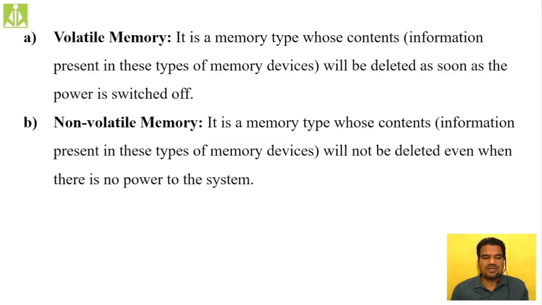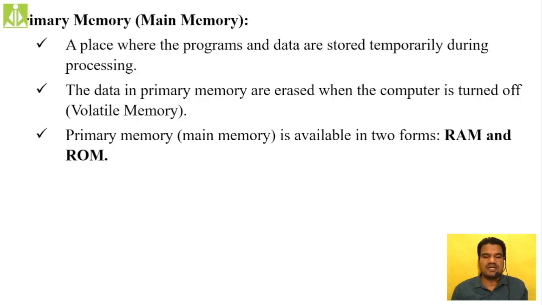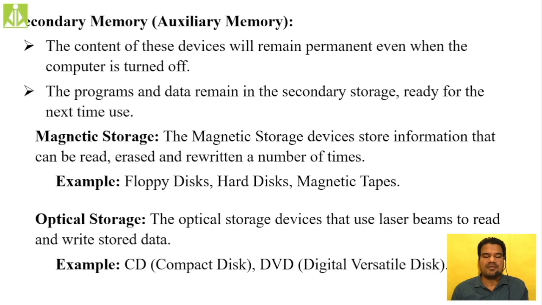So quickly I'm reaching that point. We discussed volatile, non-volatile, and then types of storage devices. We said primary, secondary, cache memory, and CPU registers, isn't it? Primary memory is again divided into two: read-only memory, ROM, and random access memory, RAM. The purpose of ROM and the purpose of RAM we discussed. Then secondary storage, we discussed as magnetic storage as well as optical storage, isn't it? For magnetic storage, the examples we discussed were floppy disk, hard disk, and magnetic tapes.